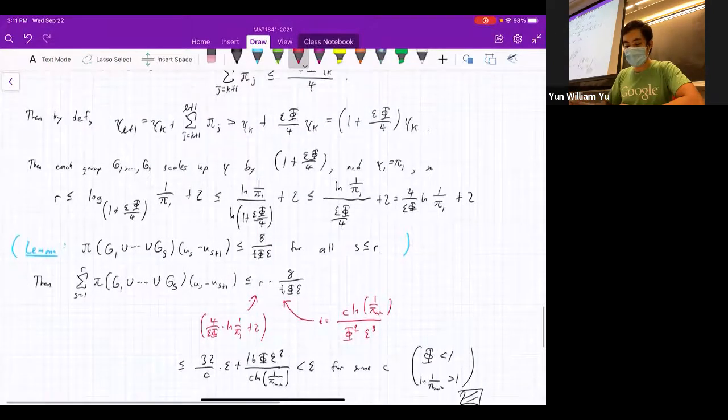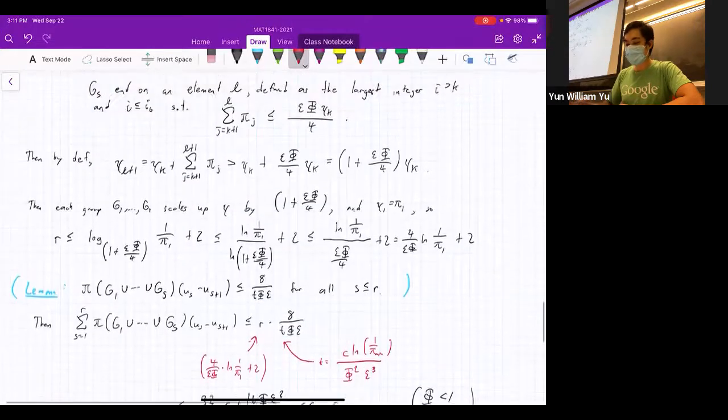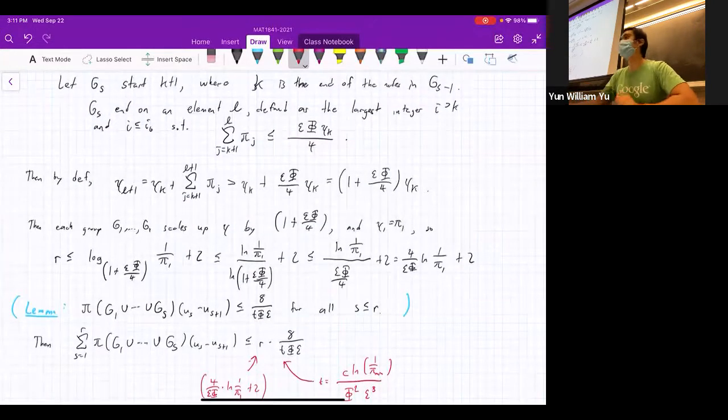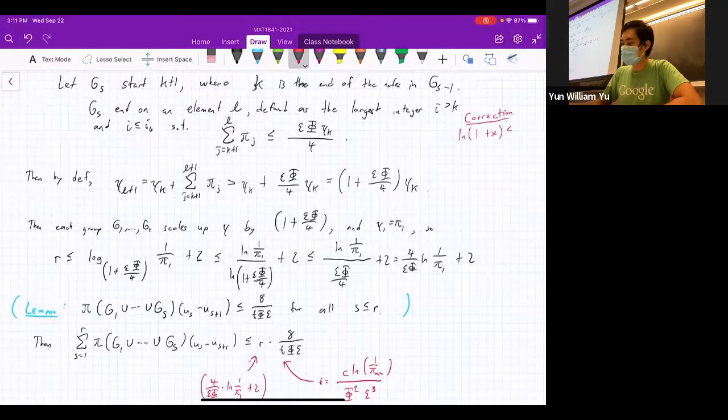So the correction is that I'm going to write down two facts. They're both really useful. One fact is that log of 1 plus x is always less than or equal to x. Okay, so this is well known. Another useful fact is that log of 1 plus x is greater than or equal to x over 2 for x in the range from 0 to 2.